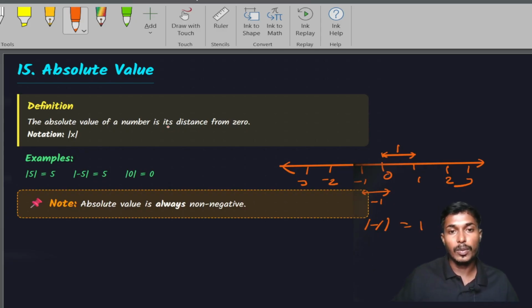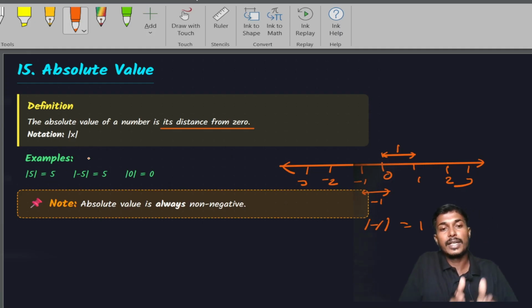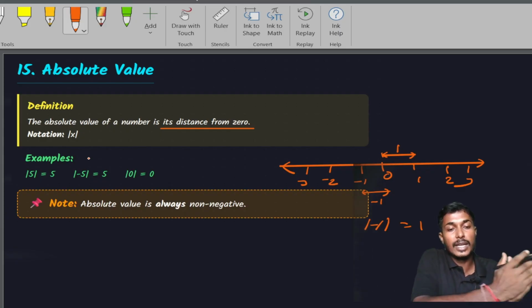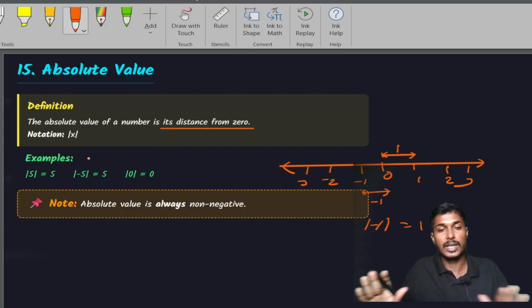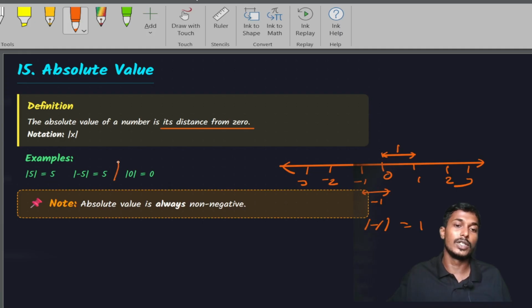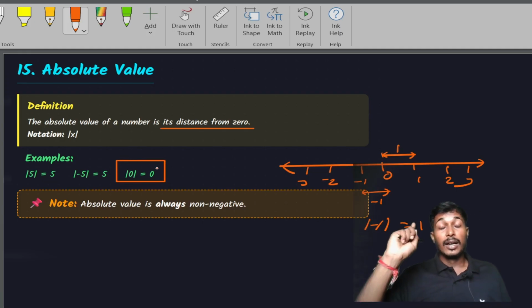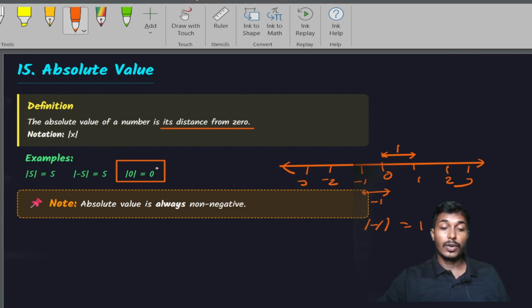So the absolute value of a number is its distance from 0. The notation is a bar on each side of x, and the result will always be positive, whatever the quantity inside. If it is positive, it will be positive. If it is negative, it will become positive. Is that clear? The absolute value of 0 is 0, because the distance of 0 from 0 itself is 0. Is this clear or not?